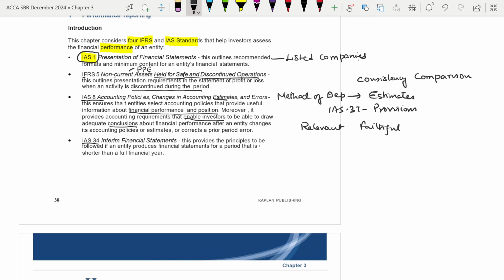Rarely will they have questions on this. Maybe somewhere by the end of the syllabus, you will come across it on two or three occasions. But we cannot ignore that, isn't it? We cannot. IAS 34 provides principles for when an entity produces financial statements for a period that is shorter than a full financial year.